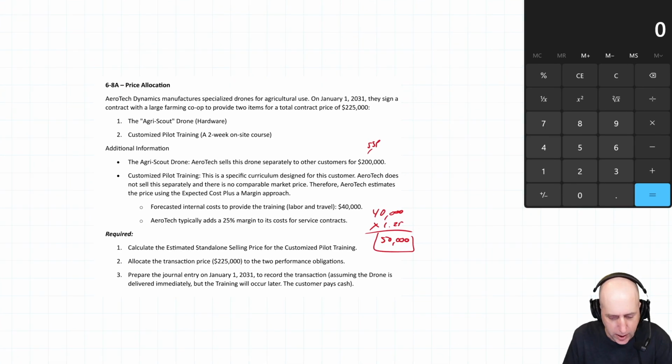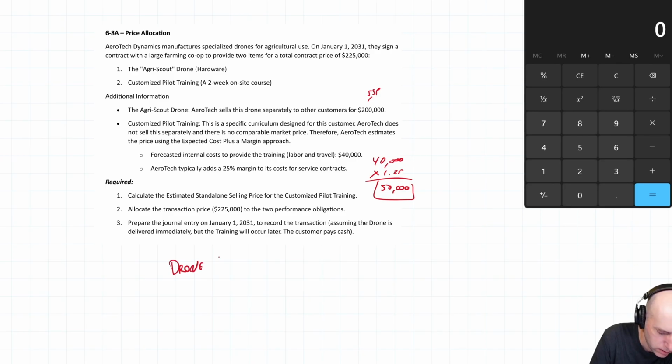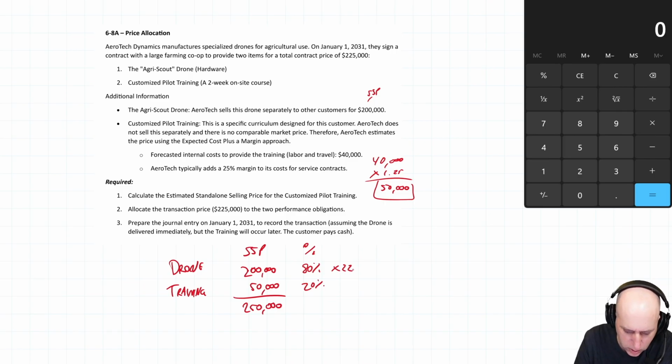Okay, well, I think my drone SSP is 200. My training SSP is 50. So the total here is 250. And then I'll state them as a percentage, right? The drone is 200 divided by 250. That's 80%. And 50 divided by 250 is 20%. I'm going to apply that to the $225,000 price to figure out how much to allocate to each.